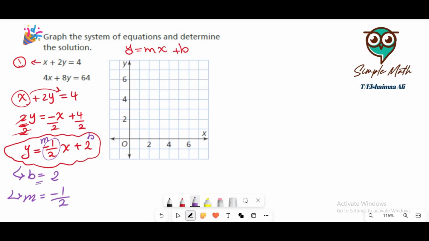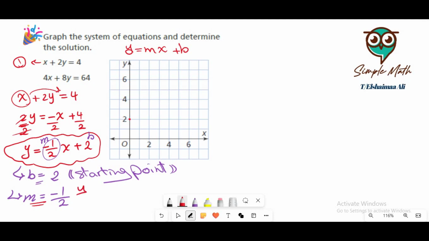As I said before, b is my starting point, and it is the y-intercept. It is the point that intercepts the y-axis. B is equal to 2, so here it is, 2. We are going to put a dot here over 2, and also we are going to move negative 1 over 2. Slope is equal to negative 1 over 2.